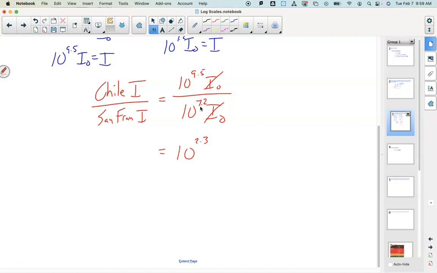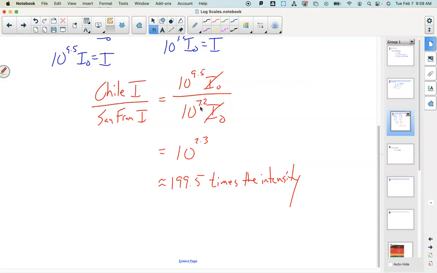Okay, and what is 10 to the 2.3? Well, 10 squared is 100, so it's bigger than 100. Okay. Putting that in my calculator, it's almost 200. It's about 199.5. So that tells me the Chile earthquake is 199.5 times the intensity of the earthquake in San Francisco.